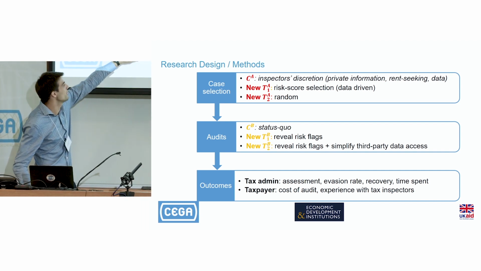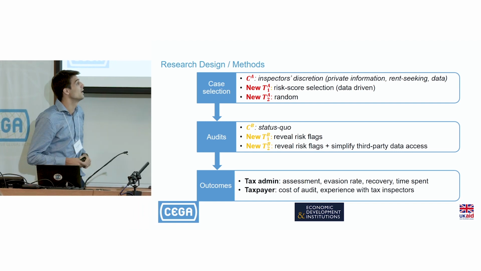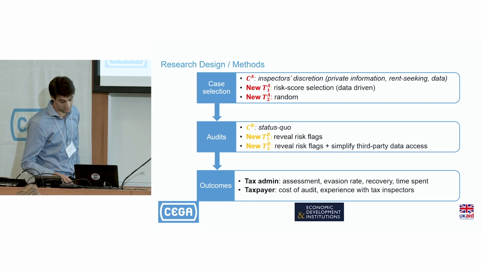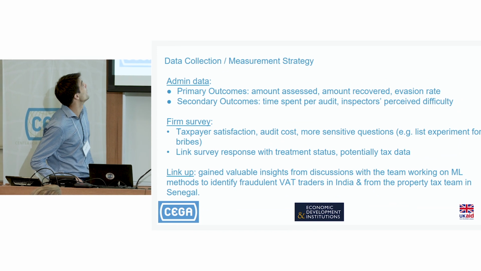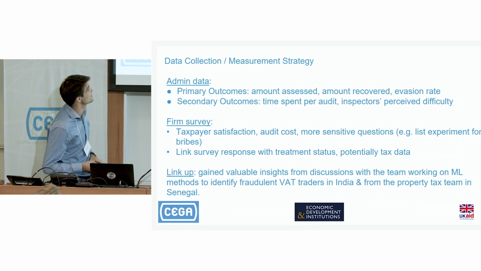And then we hope to supplement this with a taxpayer survey where we're going to try to get at what are the costs of audits for the firm and what are the experiences with tax inspectors. So, data collection and measurement: the primary data is administrative data on the amount assessed, the amount recovered, the evasion rate.